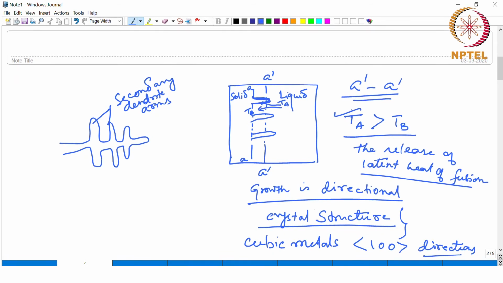So, as a result of that, similar conditions will prevail, which actually led to the growth of this primary arm, but in the direction which is perpendicular to it, right. So, now because of the lower temperature adjacent to these cell walls, a secondary arm like that can grow from here or from this to here in the perpendicular direction, right.